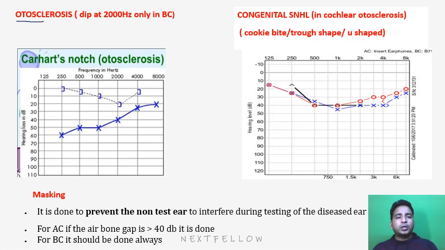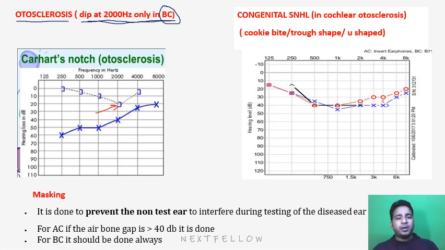Now let's talk about otosclerosis. A dip at 2000 Hertz only in the bone conduction line is pathognomonic of otosclerosis. I want to mention here, this is the bone conduction line only, not the air conduction, and this has been asked in the previous paper. In otosclerosis, whenever there is decreased or restricted mobility of the stapes bone, the bone conduction graph will present with a dip at the level of 2000 Hertz. You can look at this diagram: there is a dip at 2000 Hertz in the bone conduction line, whereas the air conduction line is also going down.